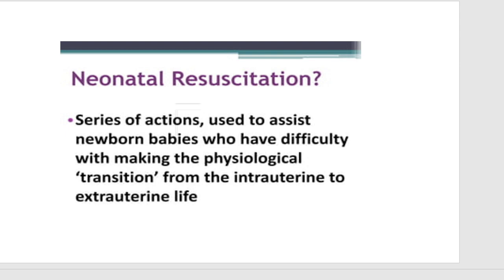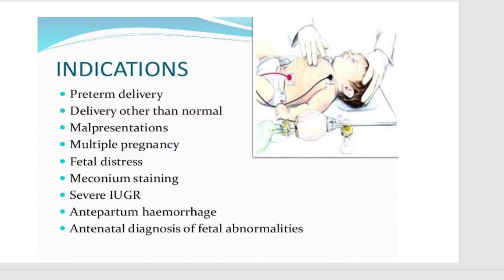Then we'll see the indications for which babies require neonatal resuscitation. This is a 5 marks question. Usually the babies who require it are preterm babies, preterm delivery, or delivery other than normal. Other than normal means the baby is born with the use of instruments, or born with meconium aspiration or cord around the neck. Delivery other than normal also includes malpresentations.